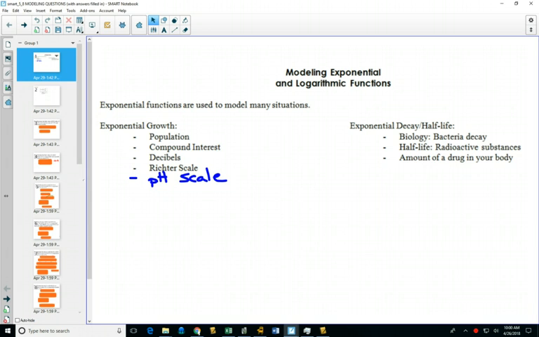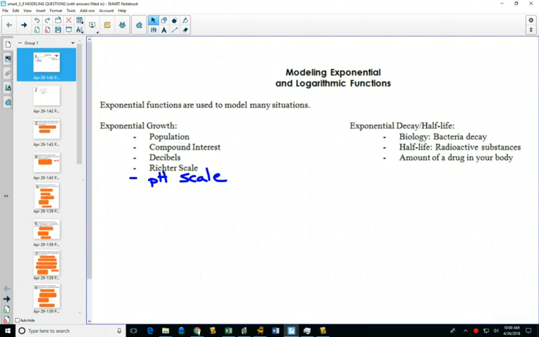We've already talked about compound interest. Richter scale, earthquakes. What happens when you go from an earthquake that's a 7 to an earthquake that's an 8? It's 1 bigger? It is 10 times bigger. So going from a 6 to a 7 is 10 times more intense. Going from a 7 to an 8 is another 10 times more intense. So going from a 6 to an 8 is 100 times more intense. So it goes up quite a bit.